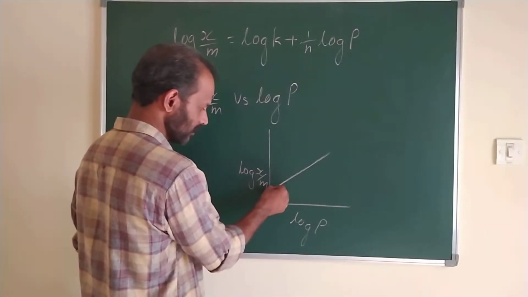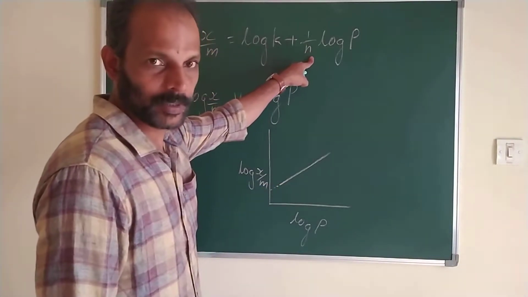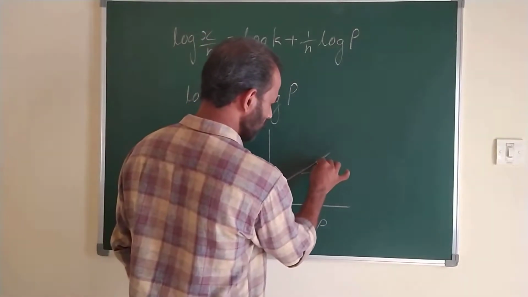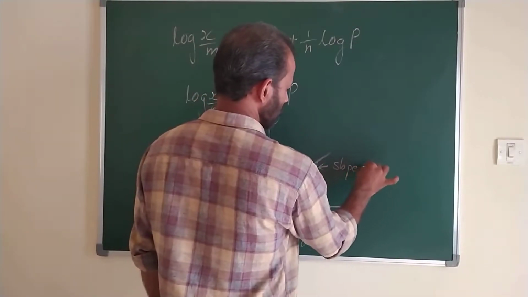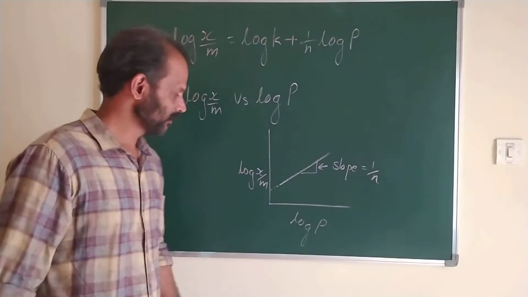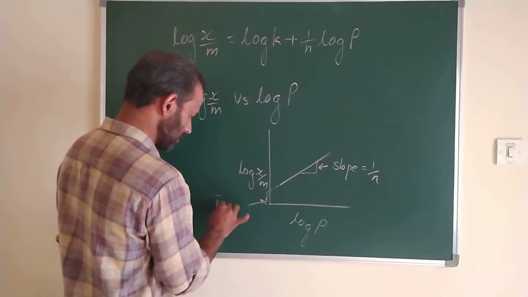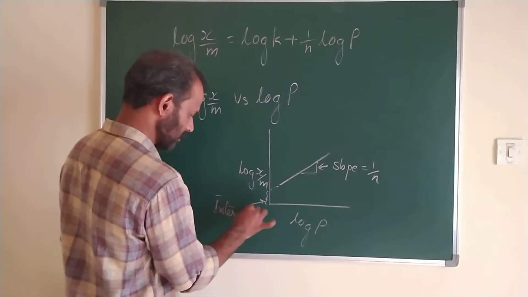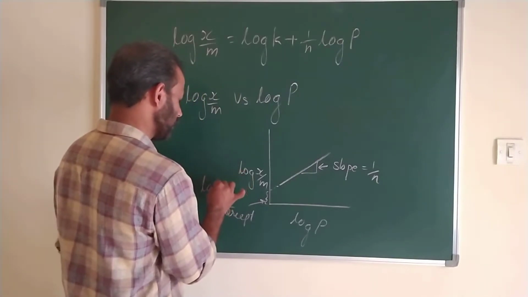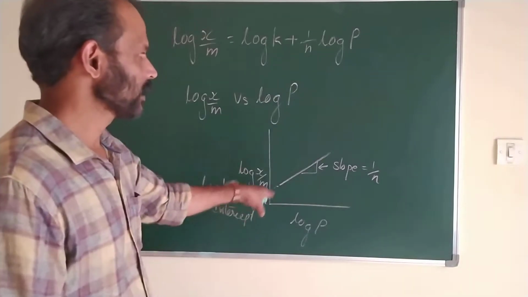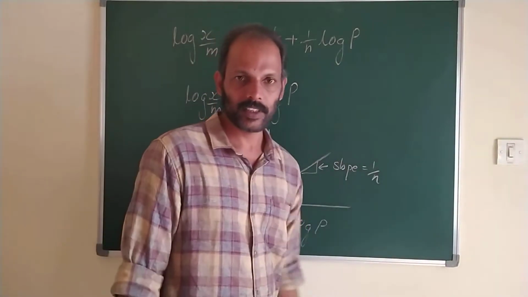With the slope 1 by n and intercept log k. Intercept log k and slope 1 by n, we get a straight line.